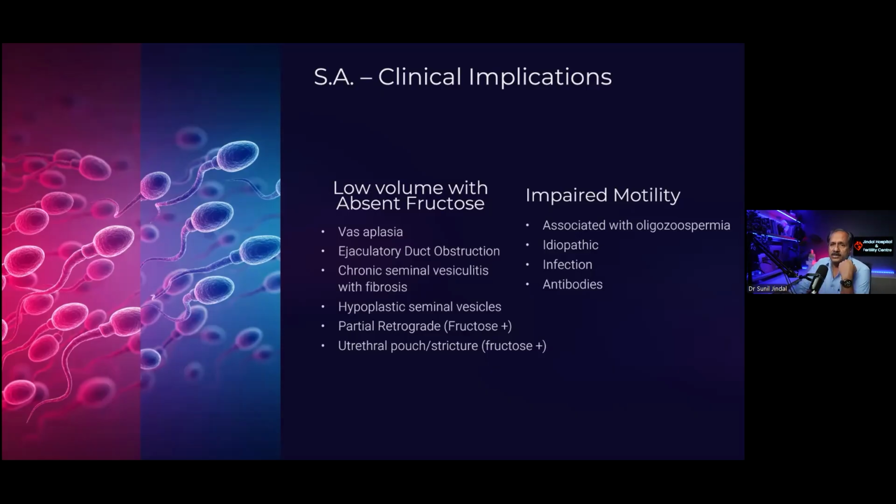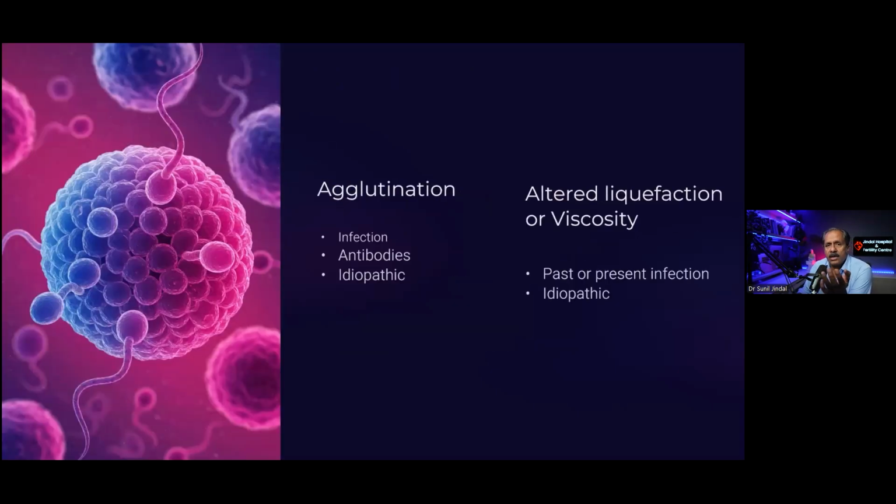Now if the motility is down, what will you think about? You'll think about, is it associated with oligospermia? It could be idiopathic, it could be infections, it could be antibodies. Now supposing there's a semen sample which has agglutination. So what all could it be? It could be infection, it could be antibodies, or it could be idiopathic. Now if there is altered liquefaction or viscosity, there can be either past or present infection or idiopathic.